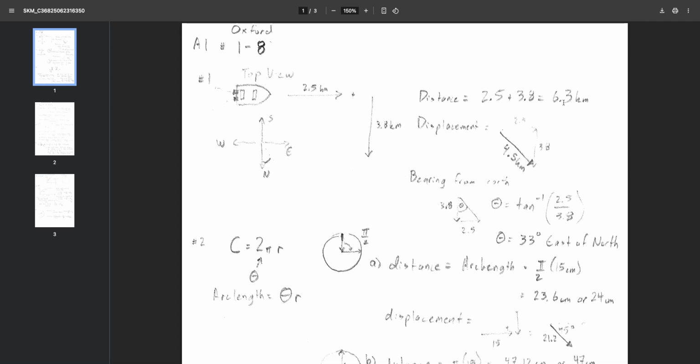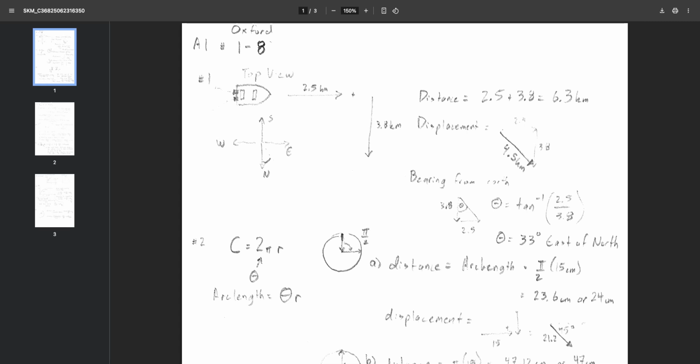So distance is just going to be adding everything up. You actually went 6.3 kilometers. Displacement would be 2.5 to the east and 3.8 to the north. When you add those up using the Pythagorean theorem, you get 4.5 kilometers, and that would be essentially northeast.